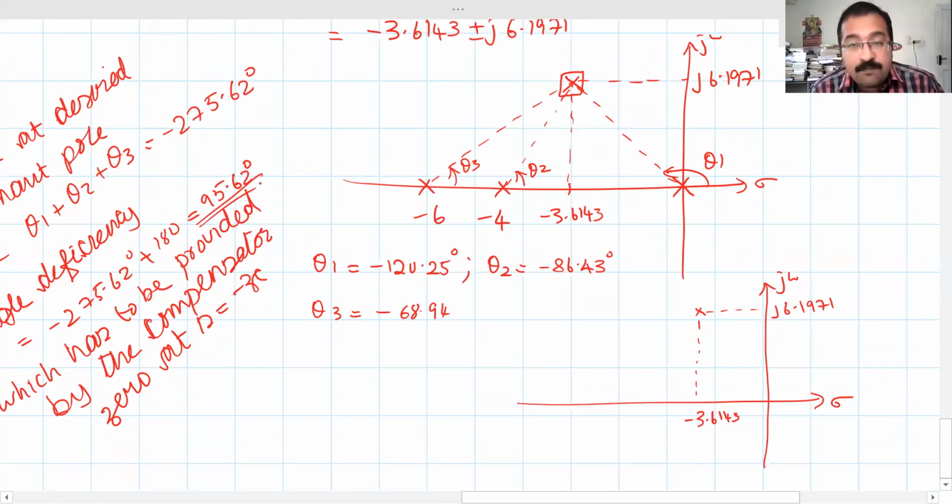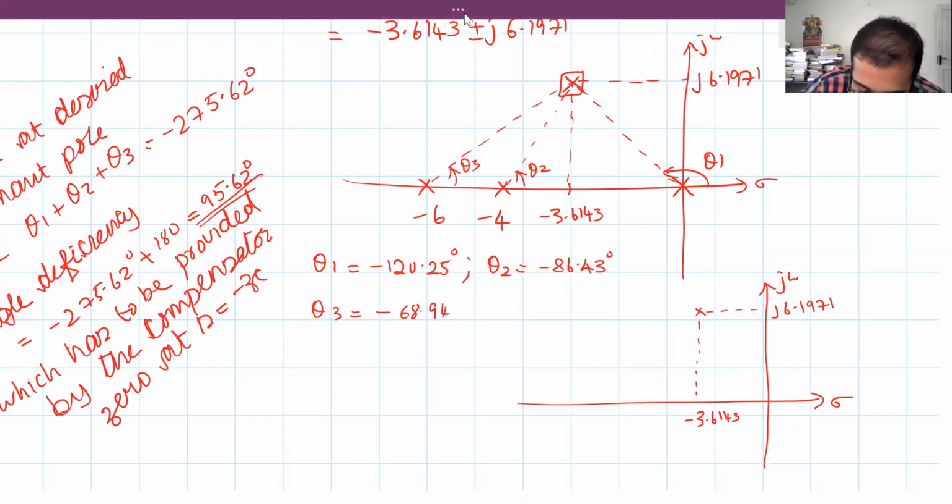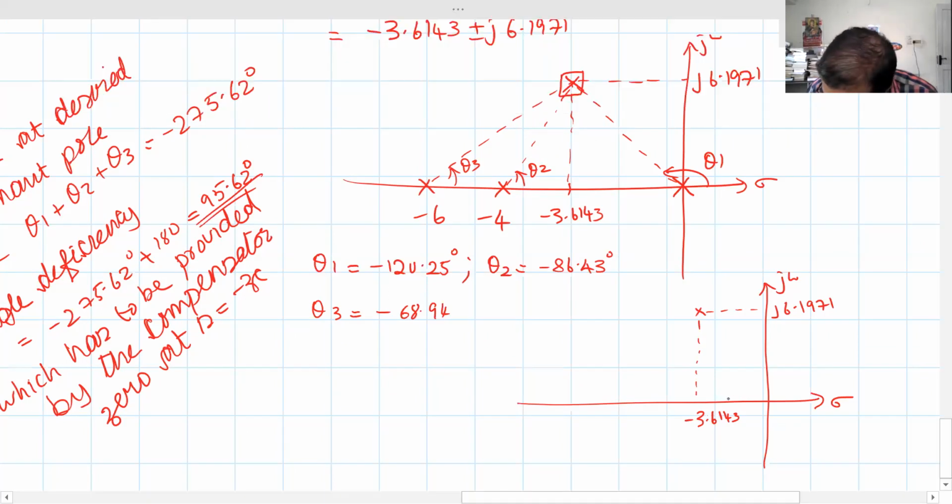So where should I place the compensator zero? It is greater than 90. So if I put it here, what will be the angle contributed by the compensator zero? Less than 90, right? If I put it here, the angle will be plus 90. So I should place my compensator zero at this particular point, minus zc.